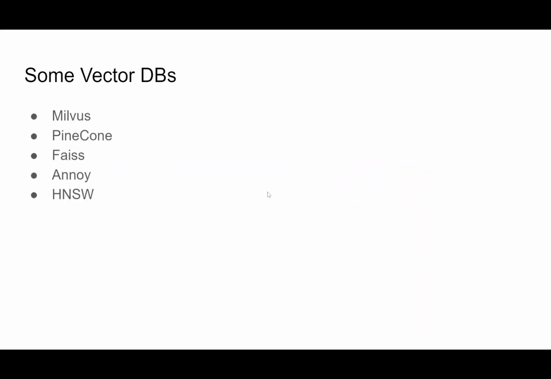Now, some vector databases that are out there right now. I haven't worked with some of these, to be quite honest, but Milvus is definitely an open source vector database that's designed for high performance vector search. Pinecone is a managed vector database that's built on top of Milvus, and it's more cloud native. It's more cloud based more than anything else.